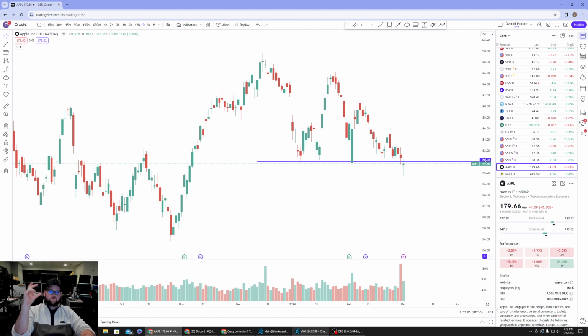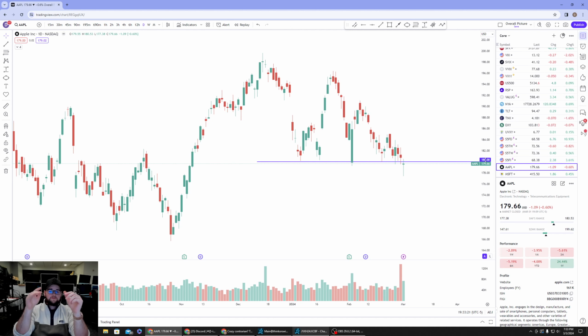So if the heaviest weighted name by market cap is lagging like Apple is relative to, say, Nvidia, Microsoft, Meta, and it continues lower, especially below that very important $180 level, that could put additional pressure on the indices as well.